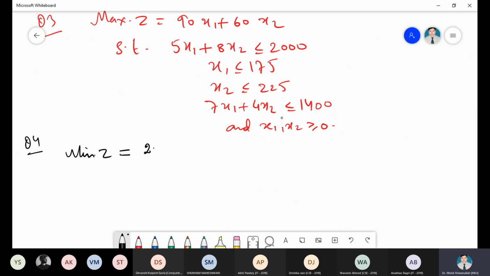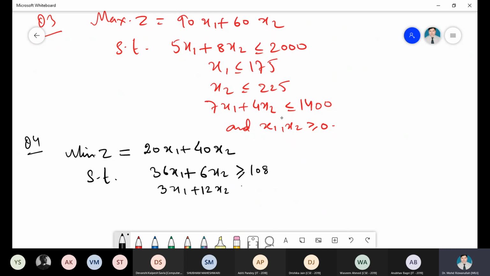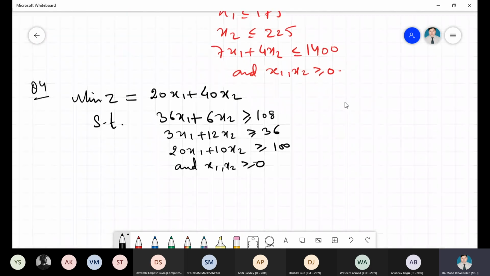Minimum Z equal to 20x1 plus 40x2, subject to 36x1 plus 6x2 greater than equal to 108, 3x1 plus 12x2 greater than equal to 36, 20x1 plus 10x2 greater than equal to 100, and x1, x2 greater than equal to 0.